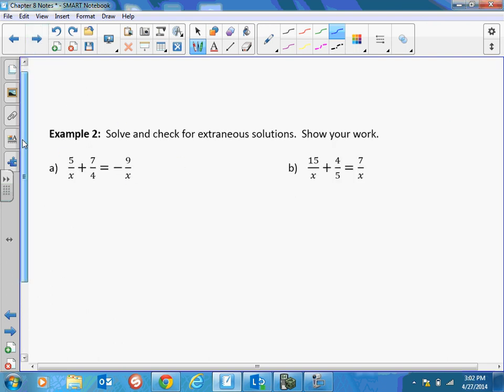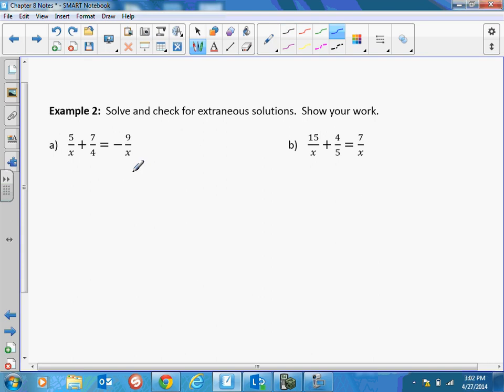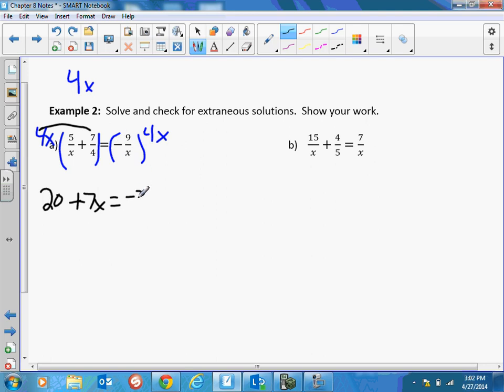Okay, this one, what we have to do is multiply by the least common denominator. The least common denominator of x and 4 is 4x. So what we're going to do is multiply every single thing by 4x. Basically what happens is we cross out what's left over. On the first one, if we do 4x times 5 over x, the x's cancel out, so we have 4 times 5, which is 20. On this one, the 4's cancel out, so we just have x times 7, which is 7x. And on this one, the x's cancel out, so we have negative 9 times 4, which is negative 36.